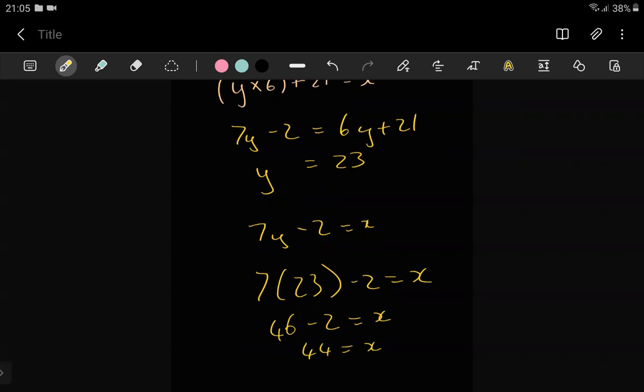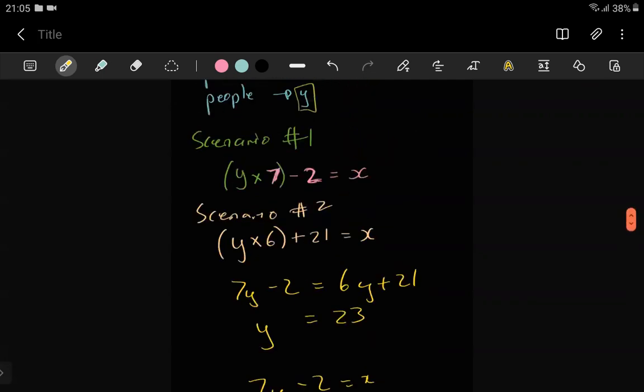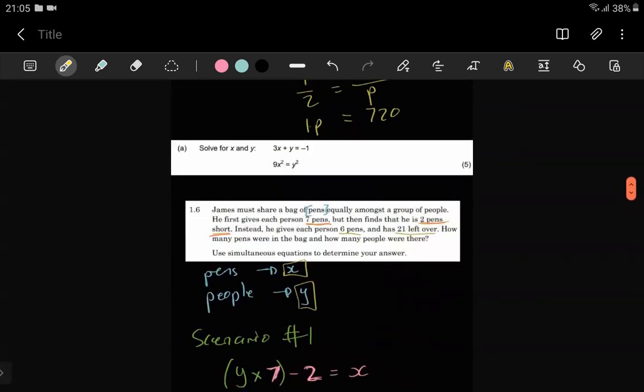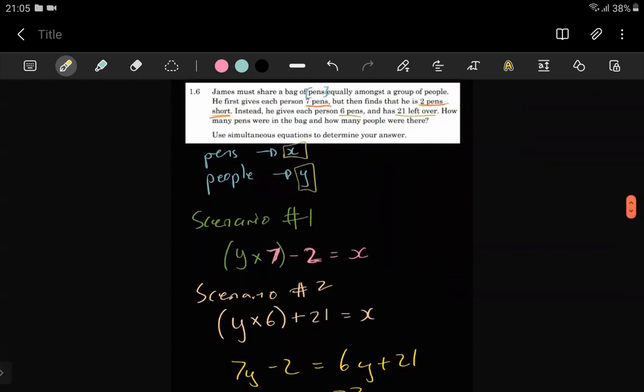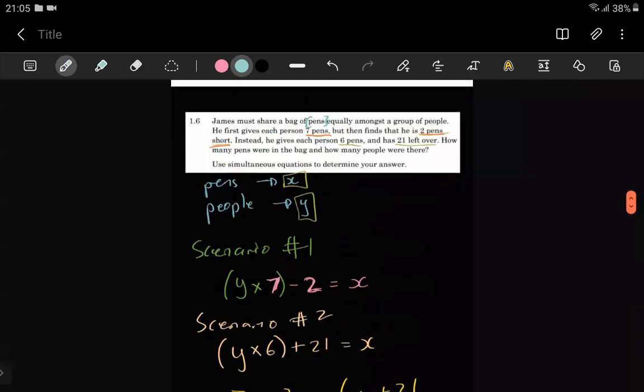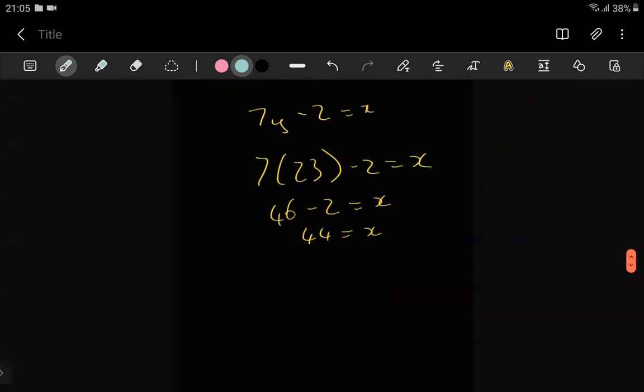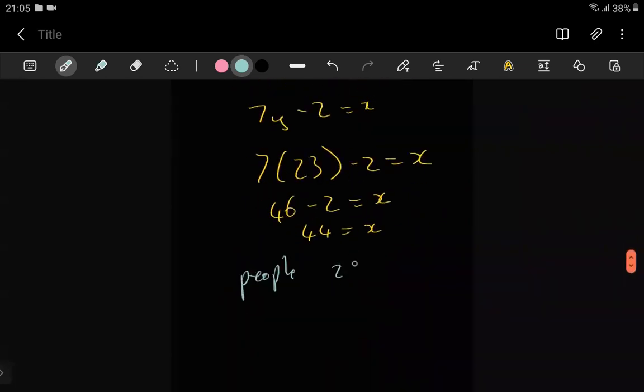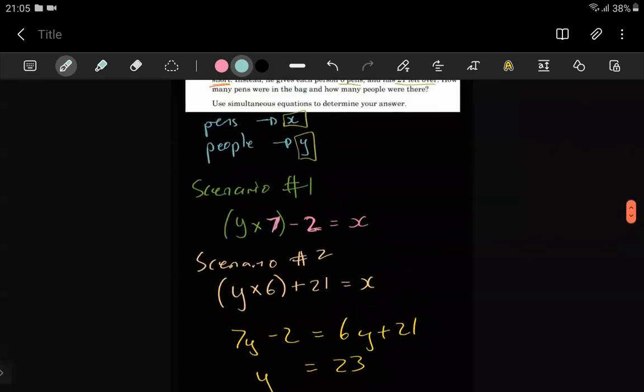Oh, okay. I get it. Yeah. So determine, what did you say? How many pens are in the bag and how many people were there? So we said here people. Let's see which one we made people. People we made y. So people is 23. We can actually test our answer also. So people 23 and then pens 44.